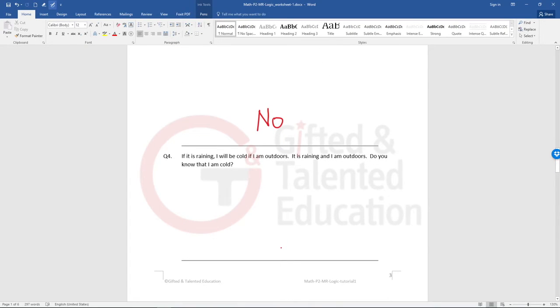Question 4. If it is raining, I'll be cold if I'm outdoors. So it is raining and I'm outdoors. Do you think I'm cold? The answer would be yes, because raining and outdoors, these two conditions have been fulfilled. Therefore, yes, I'm cold.